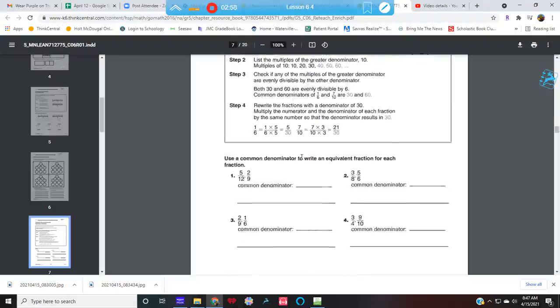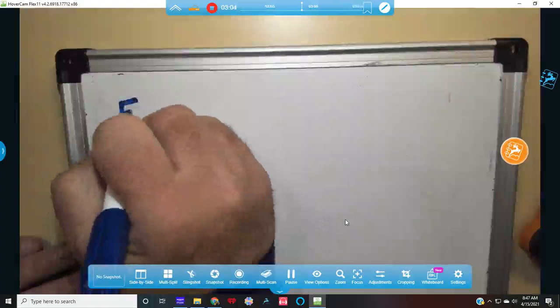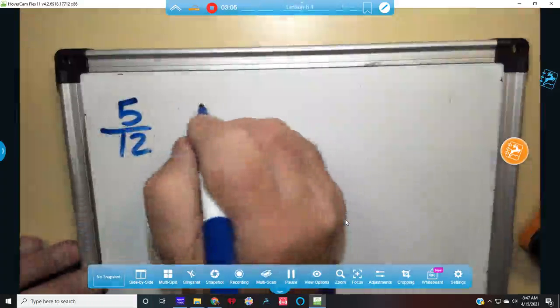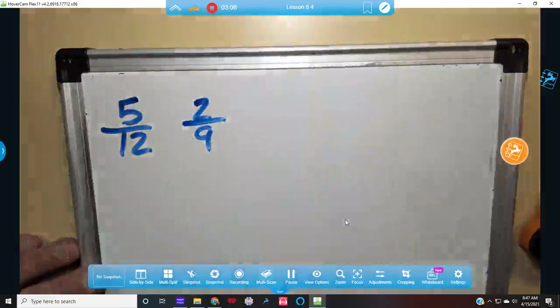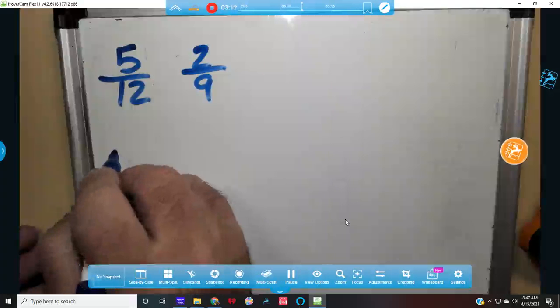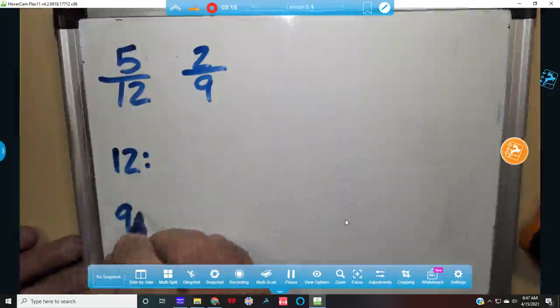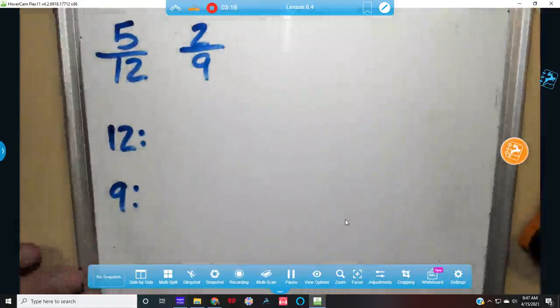Let's try another example here. Let's try 5/12 and 2/9. Let's go. 5/12 and 2/9. Okay, so I'm going to work on trying to find the lowest common multiple of 12 and 9. I'm going to start with the 9 because the lower number usually is easier.